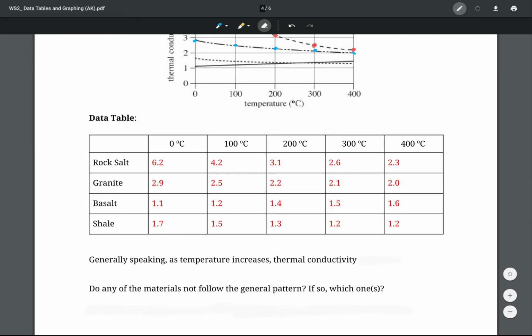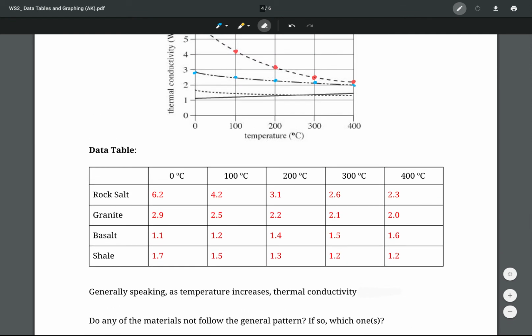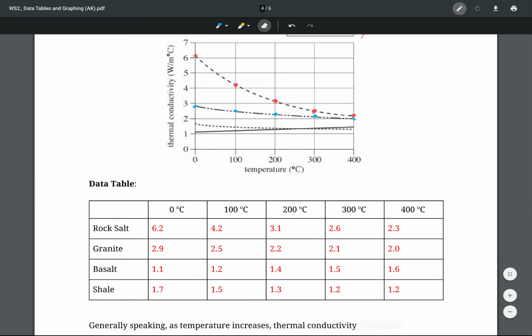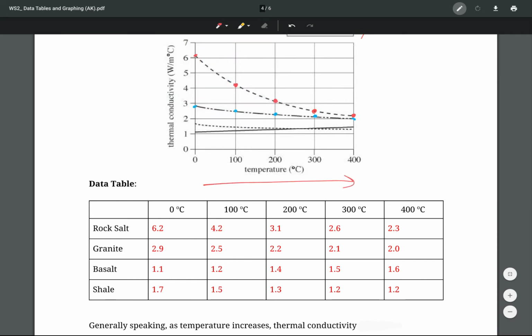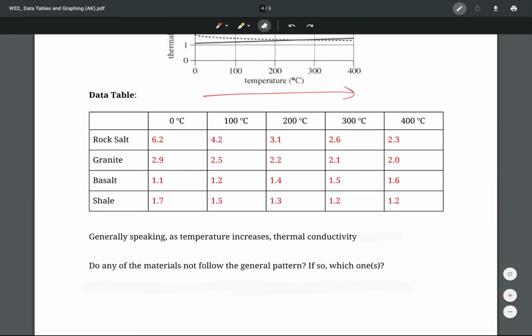Generally speaking, as temperature increases, what happens to thermal conductivity? So as we're looking at all of these graphs, as the temperature increases, we're moving from the left side of the graph to the right side of the graph. And so then we're asking what happens to this variable when we look at the data on the left compared to the right. And generally the trend is down, meaning that thermal conductivity must be decreasing.